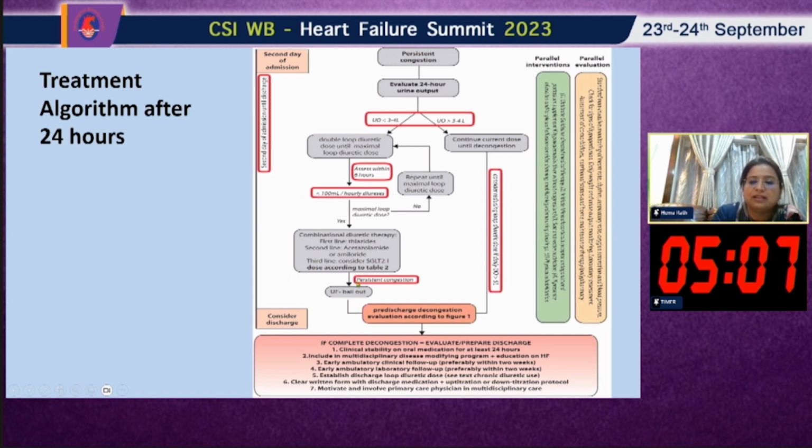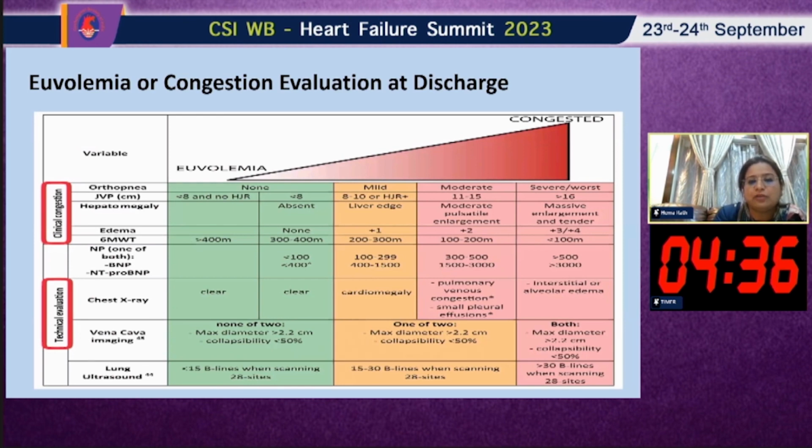And if there is persistent congestion, then ultrafiltration is the bailout technique for the acute monitoring of diuresis and decongestion in heart failure patients. Pre-discharge decongestion evaluation should be continued, but along with that, the other drugs like MRAs and GDMTs have to be monitored depending on the patient's response. So how do you assess for proper euvolemia after decongestion of the patient?